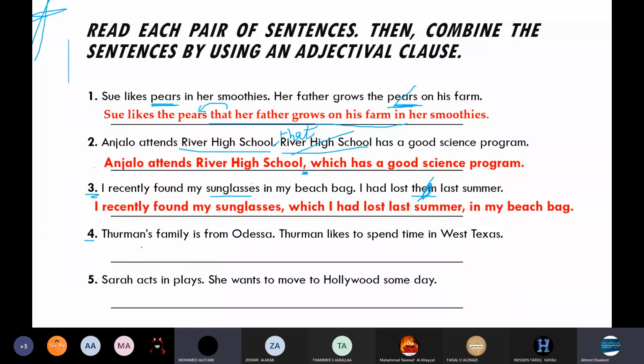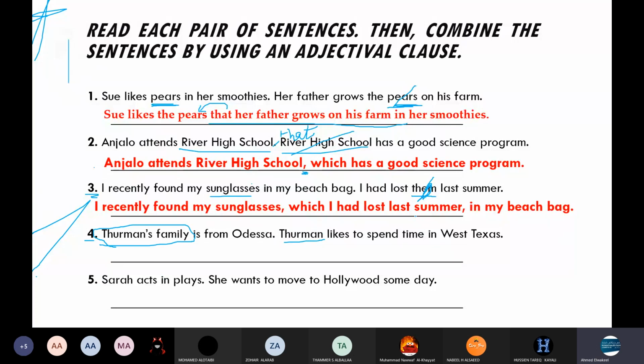To make it easier, invert the two sentences. So imagine that the first one is Thurman likes to spend time in West Texas, and the second one is Thurman's family is from Odessa. In that case, we include information from the second one into the first one. So you have here Thurman's family, and you have here Thurman.